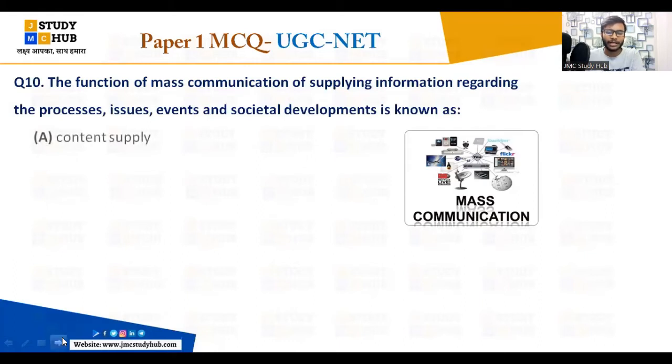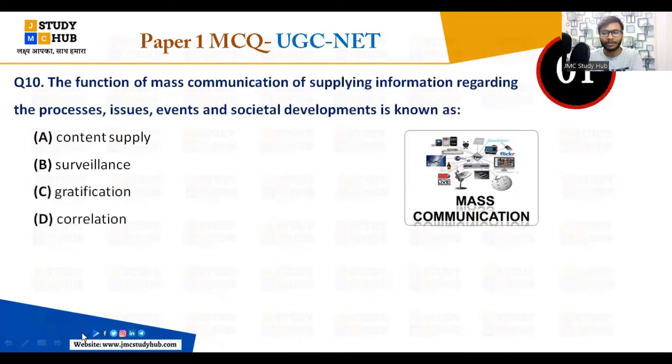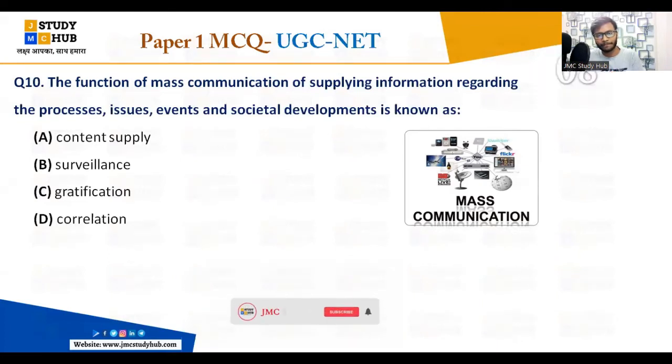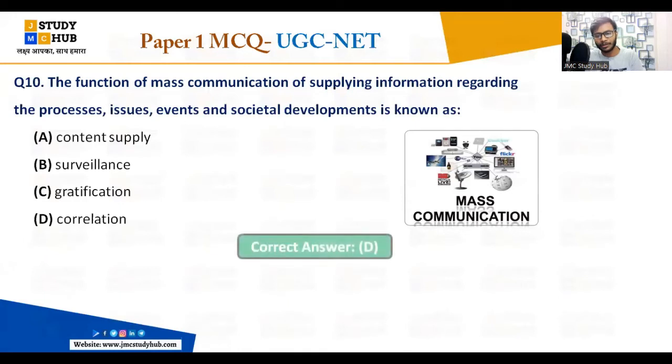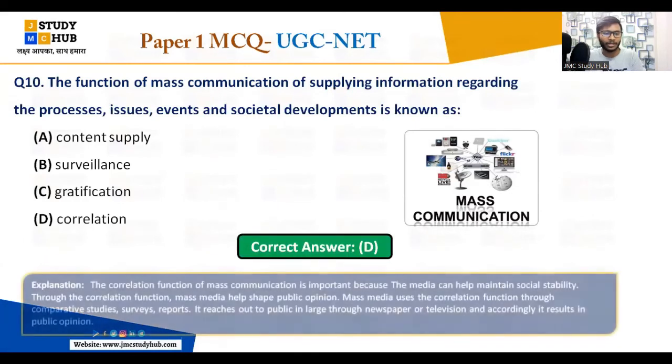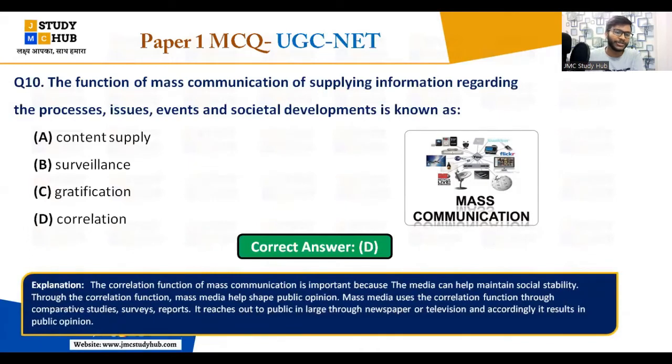So here the options are: content supply, surveillance, gratifications, and correlations. Everybody, the timer has been started. What will be the right answer? The function of mass communication of supplying information regarding the process, issues, events, social development. Nobody has answered the correct answer, right? So that is the correlation function.